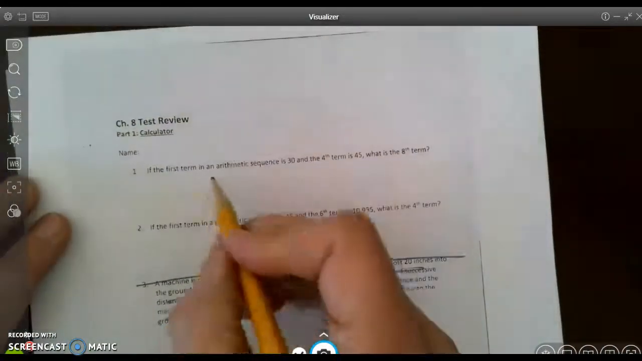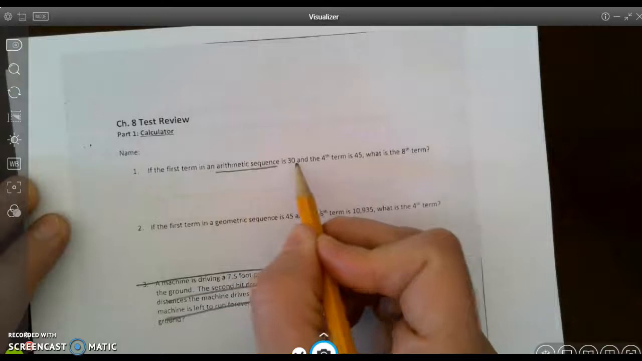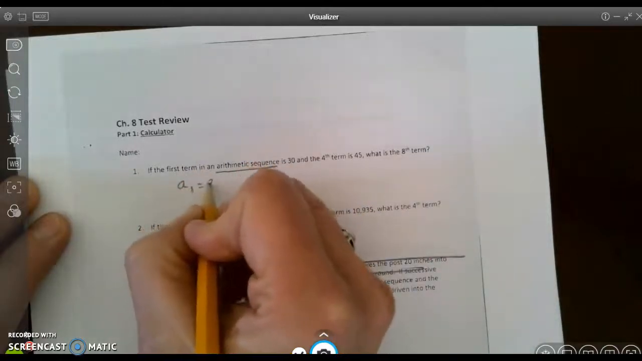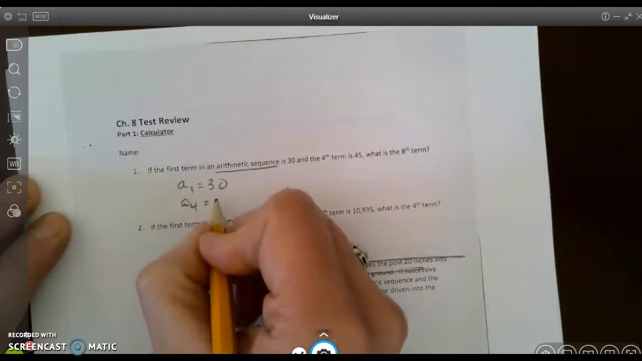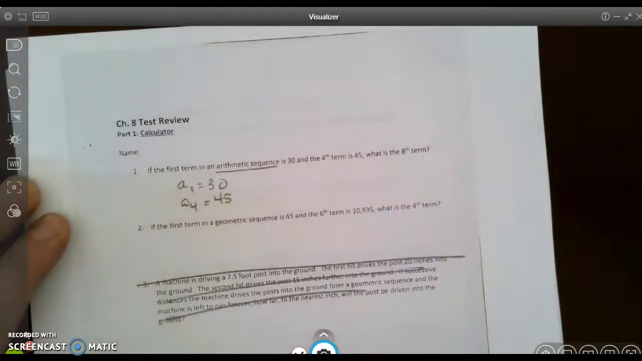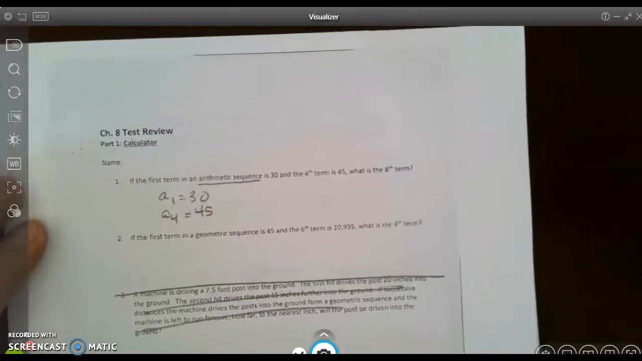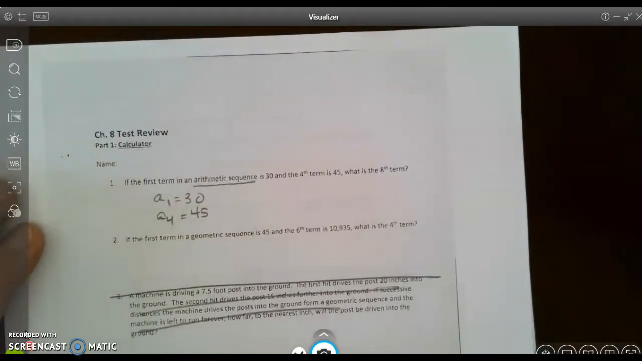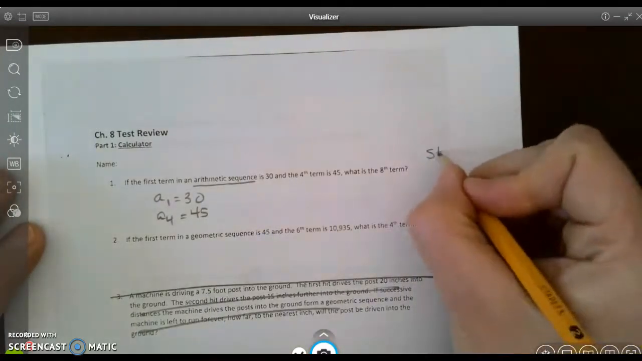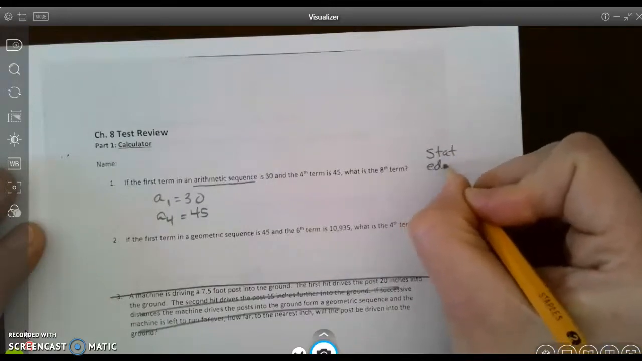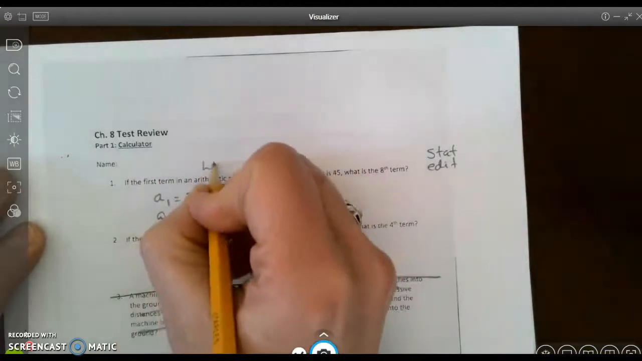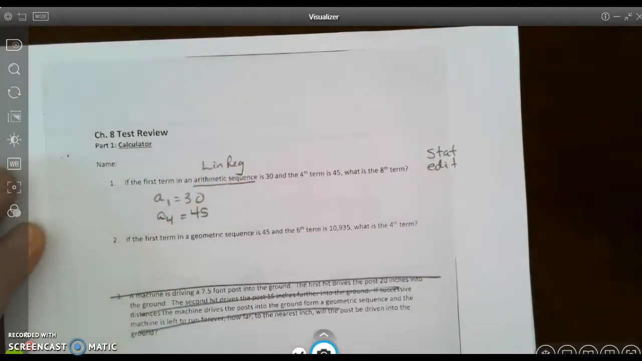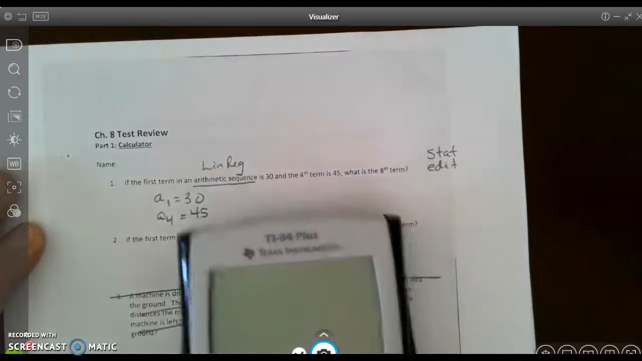It says here, if the first term in an arithmetic sequence is 30, a sub 1 is 30, and the fourth term, a sub 4, is 45. Find the eighth term. All right, this is one of those where I'm going to go to my calculator and go to Stat and Edit and enter my data. And since it's arithmetic, I'm going to choose linear regression to get my formula.